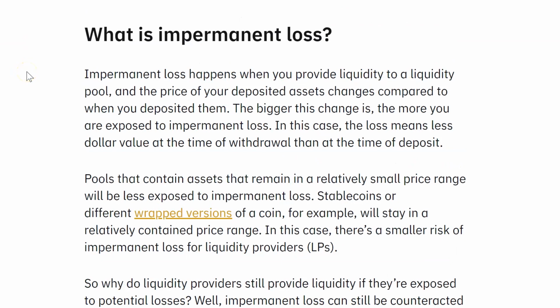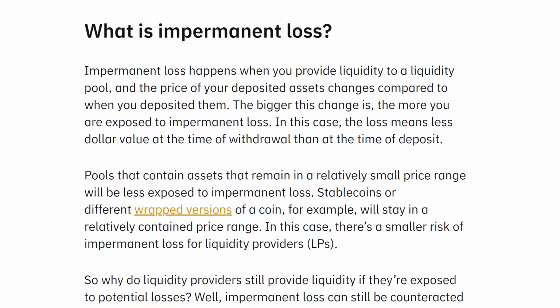So what is impermanent loss? Impermanent loss happens when you provide liquidity to a liquidity pool, and the price of your deposited assets changes compared to when you deposited them. The bigger this change is, the more you are exposed to impermanent loss. In this case, the loss means less dollar value at the time of withdrawal than at the time of deposit. All right.